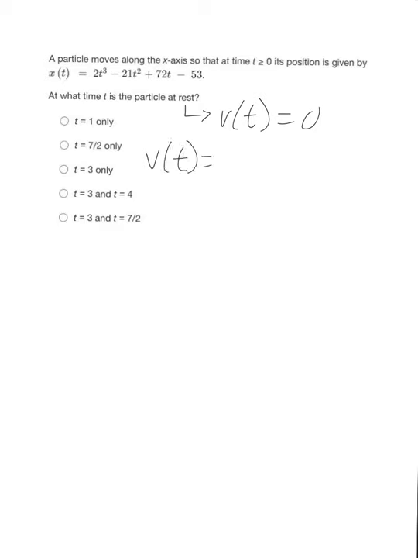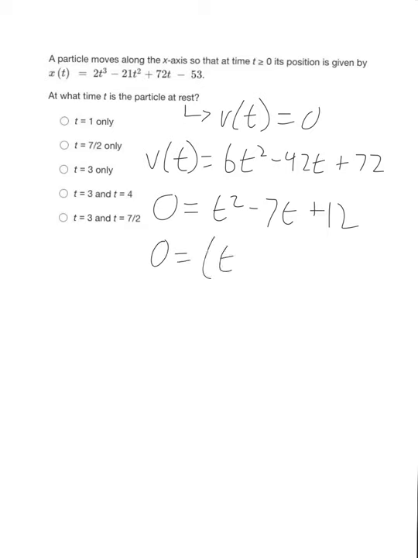Nice little power rule here. 6t squared minus 42t plus 72. I can set that equal to 0. I'm also going to divide out a 6 and get t squared minus 7t plus 12. That factors nicely: t minus 4, t minus 3. So the velocity would be 0 both when t equals 3 and when t equals 4. And if the velocity is 0, then the particle is at rest.